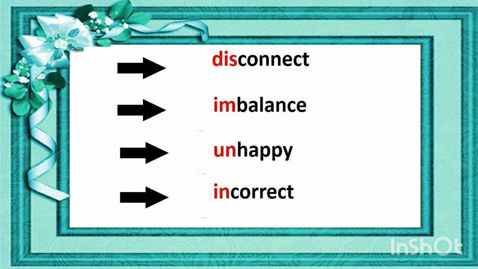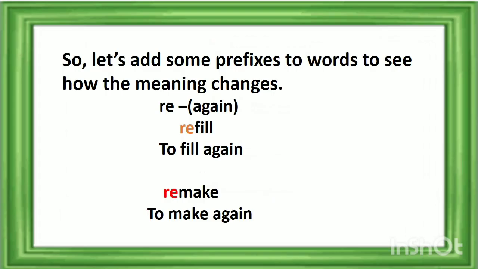When I add the prefix "dis" to the word connect, I get a new word disconnect. When the prefix "im" is added to the word balance, we get the word imbalance. When the prefix "un" is added to the root word happy, we get a new word unhappy, the opposite of happy. When we add the prefix "in" to the word correct, we get a new word incorrect.